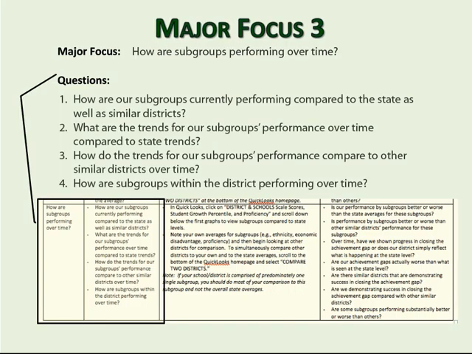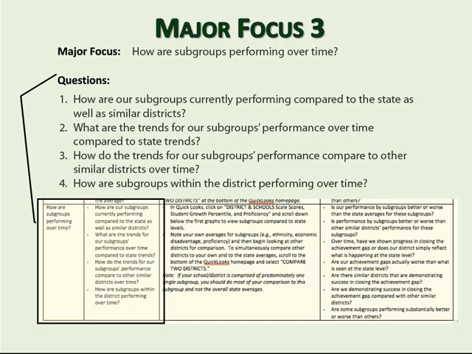First, how are our subgroups currently performing compared to the state as well as similar districts? Second, what are the trends for our subgroups' performance over time compared to state trends? Third, how do the trends for our subgroups' performance compare to other similar districts over time? And fourth, how are subgroups within the district performing over time?